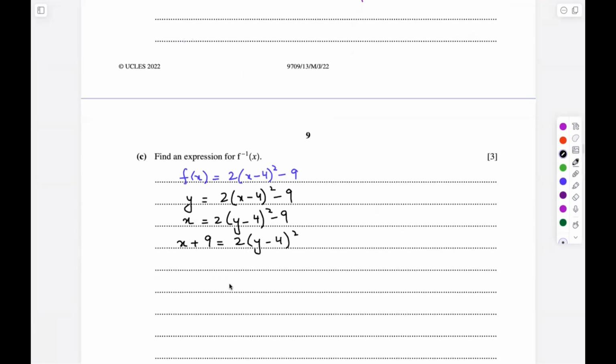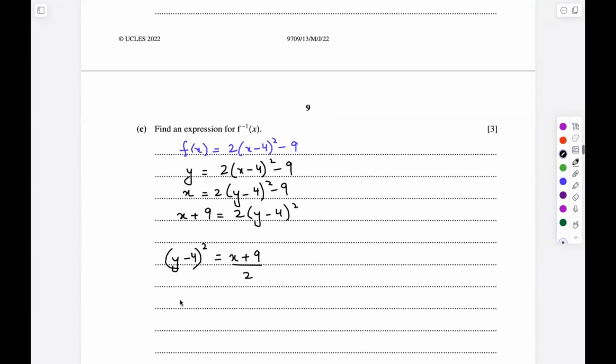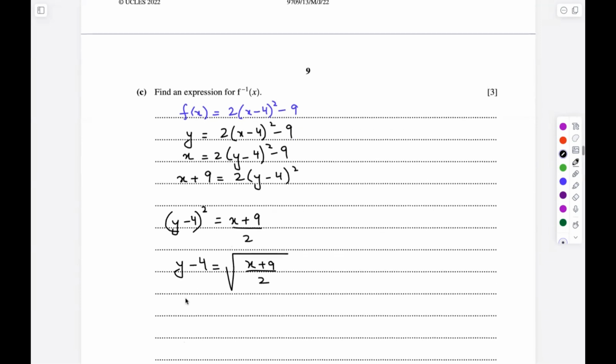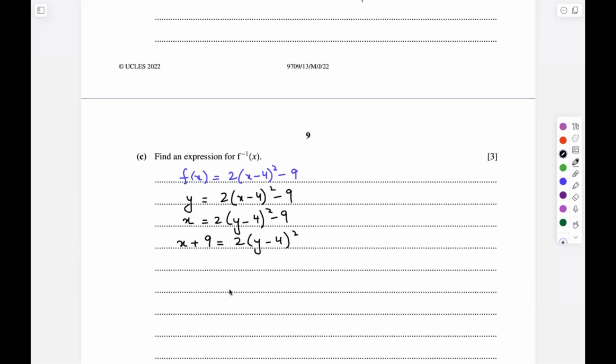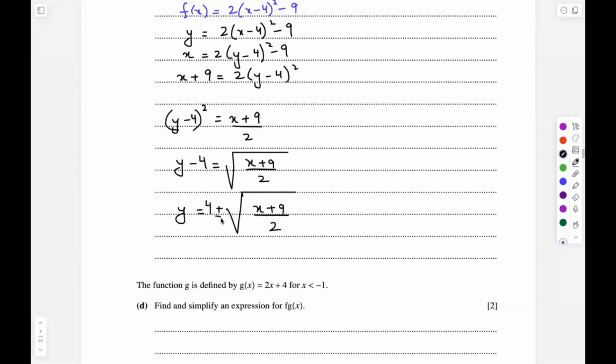Now dividing by 2, (x plus 9) divided by 2 equals (y minus 4) whole squared. Taking the square root on both sides, y minus 4 equals the square root of (x plus 9) upon 2. And finally, we'll take 4 to the right-hand side, so this becomes plus 4. But with the square root sign, we have to add a plus and a minus sign. So this becomes 4 plus or minus the square root of (x plus 9) upon 2.